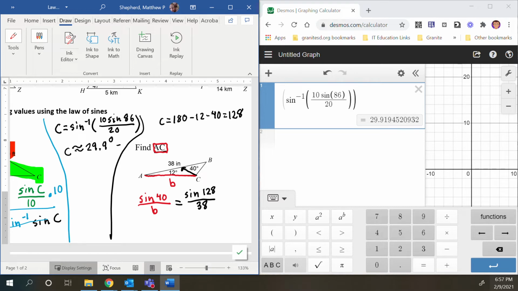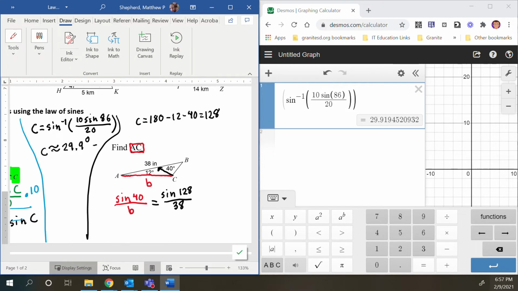Here's my challenge. I can now solve for B, but think about all the work that's going to entail. First, to get it out of the denominator, I got to multiply both sides by B. Then, when B is over here, I've got to get rid of this fraction. So I'll have to multiply by 38, and then I'll have to divide by sine of 128. So there's 3 steps just to get to B.